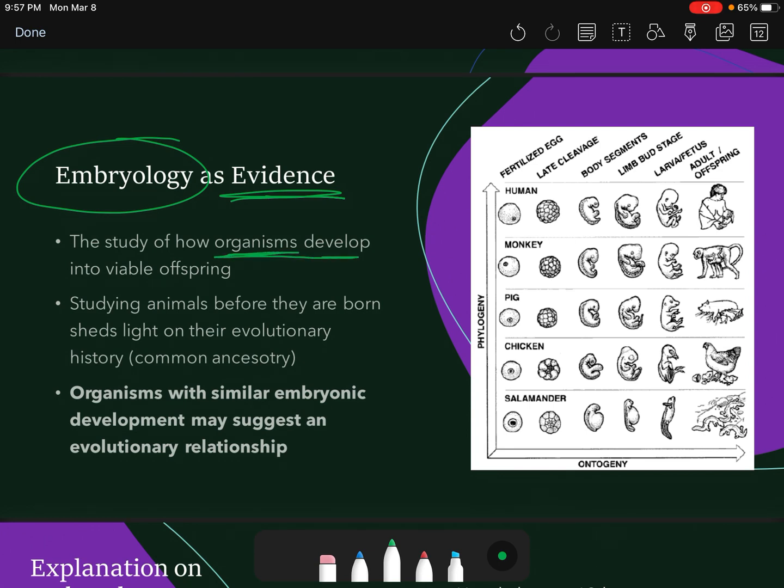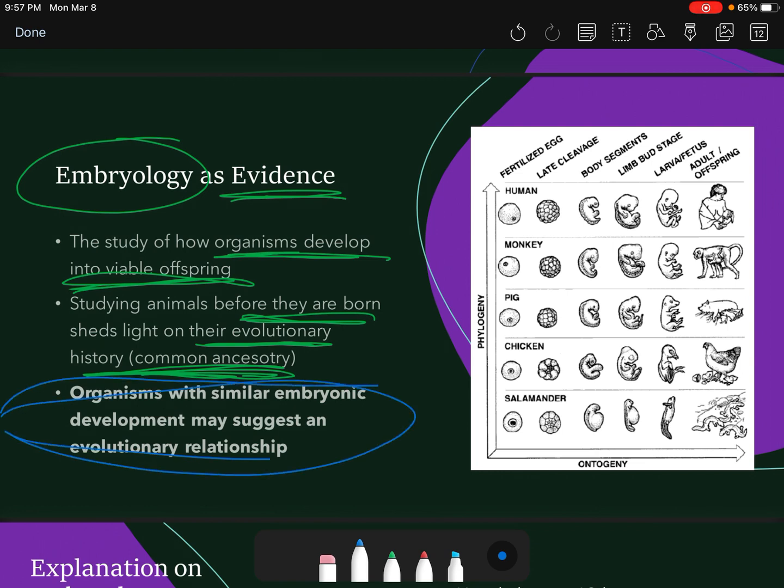Embryology is the study of how organisms develop into viable offspring. Viable offspring just means living offspring. Studying animals before they are born sheds light on their evolutionary history, or in other words, their common ancestry. So organisms with similar embryonic development may suggest an evolutionary relationship.